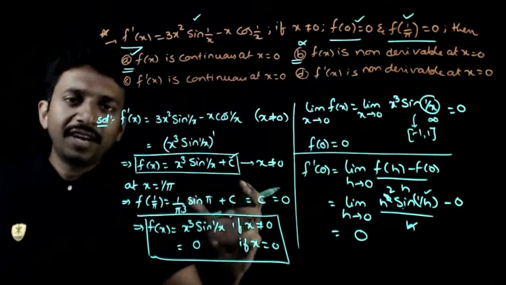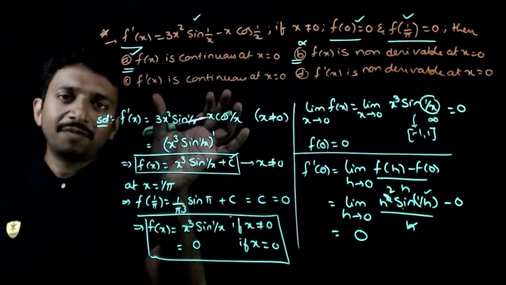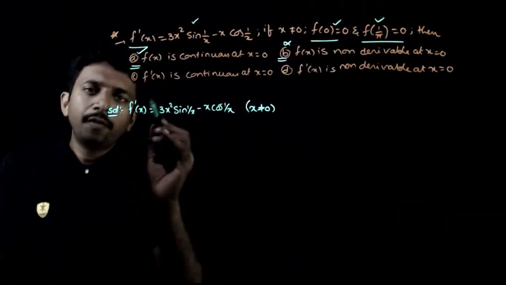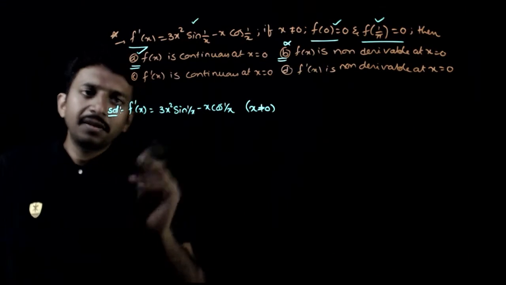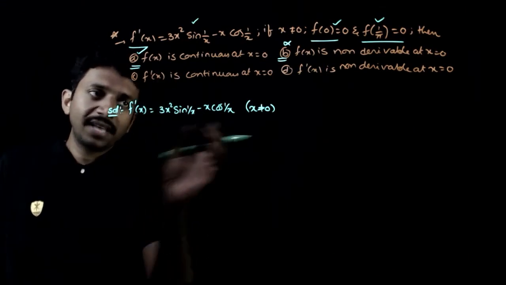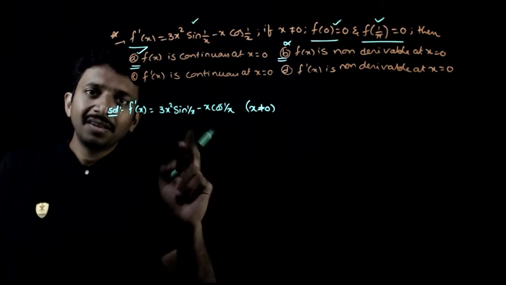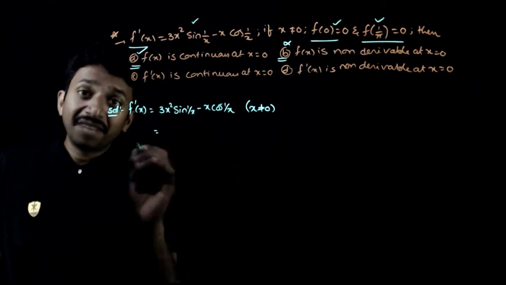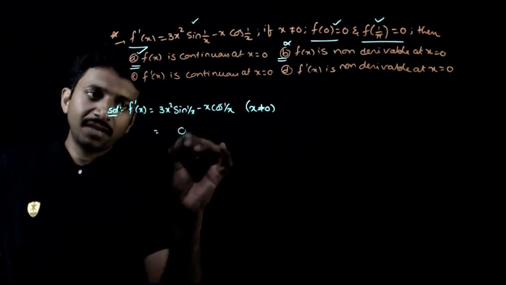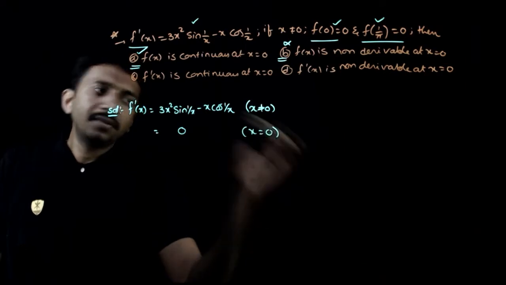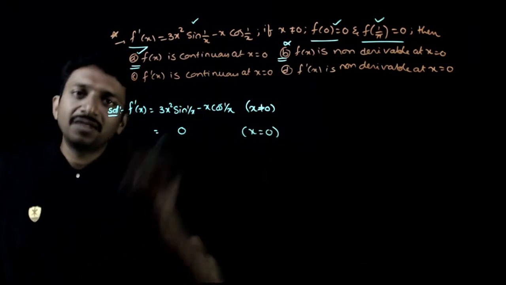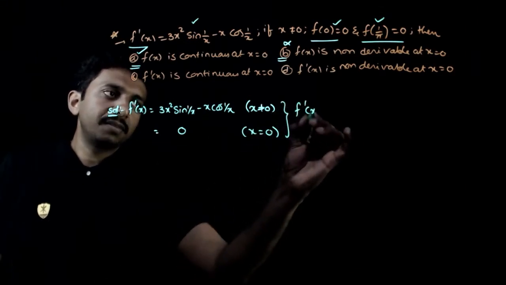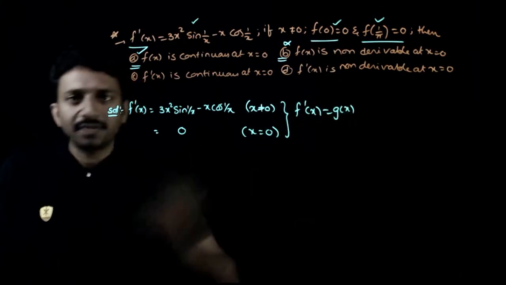Now we'll try to analyze the nature of f dash of x. In the question it is given that f dash of x is 3x square sin 1 by x minus x cos 1 by x, when x is not equal to 0. And we have already found that f dash of 0 is equal to 0. So the complete definition of f dash of x is with us. Let f dash of x be equal to g of x.